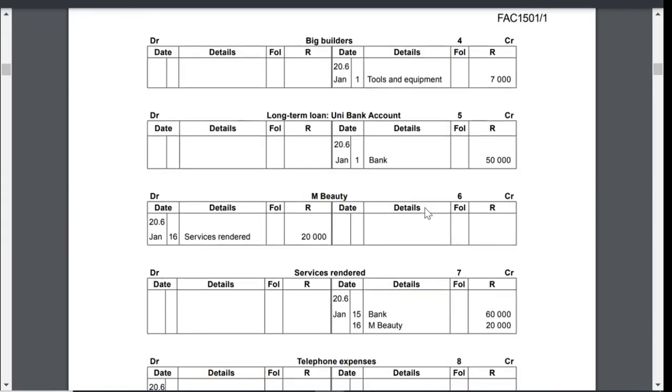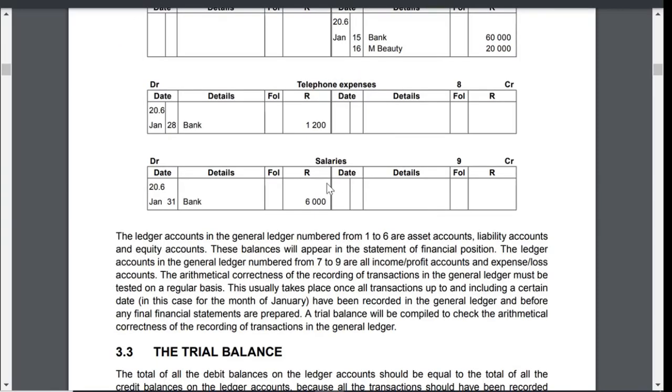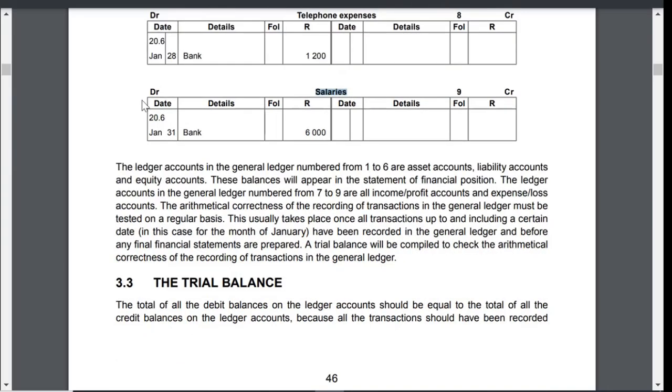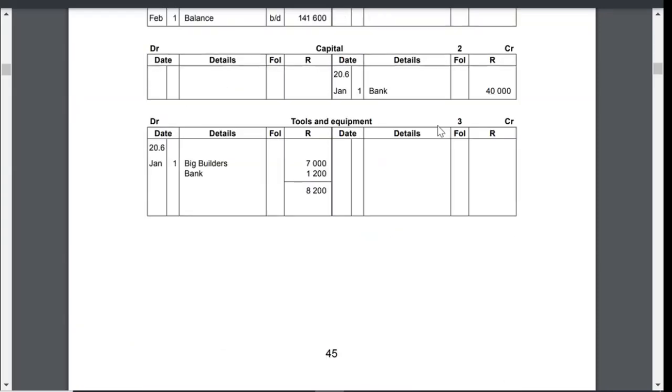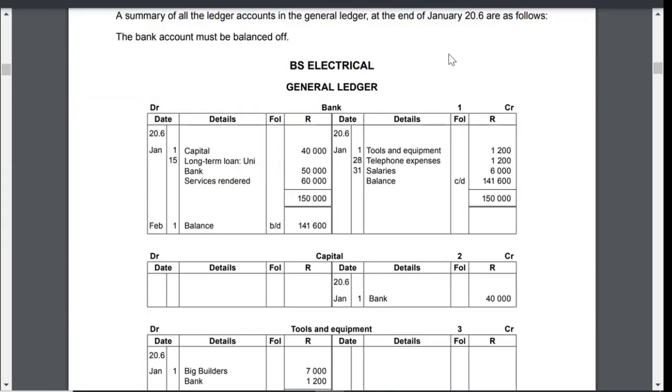And how will the salary look on the general ledger? Because this is an expense, the expense is increasing on the debit side. So it's going to be salary, debit 6,000. And then the bank account, we're going to credit 6,000. Yes, it will be credited with 6,000.